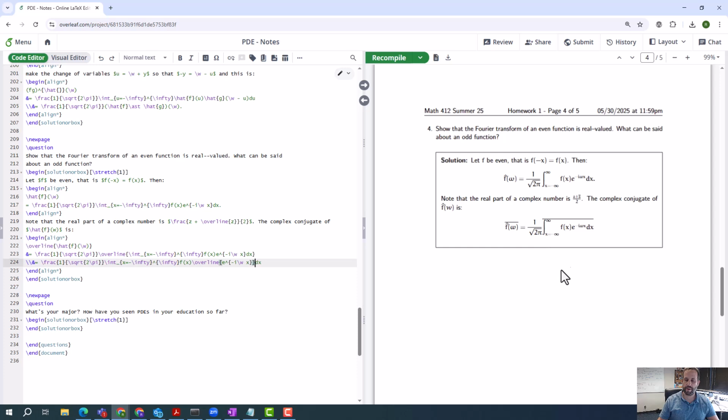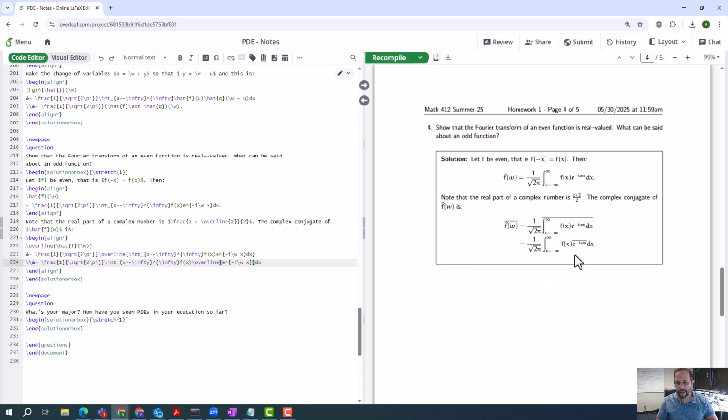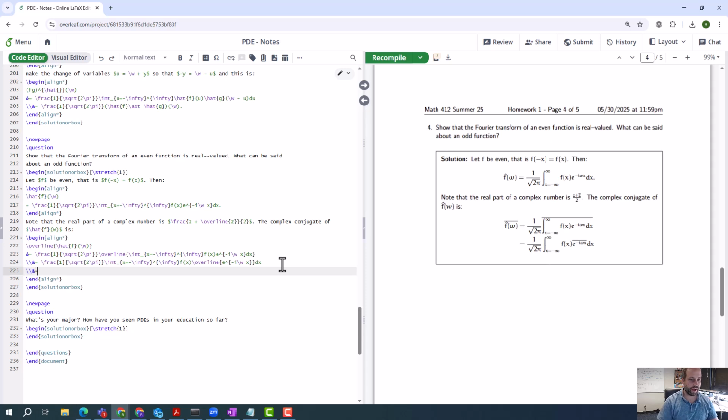Okay, so let's see what we have here. Now we have the complex conjugate of e to the minus i omega x. If we have a complex conjugate, that always just involves, wherever you see an i, multiplying it by minus 1. So the complex conjugate of e to the minus i omega x is just e to the i omega x. And so this is the following.